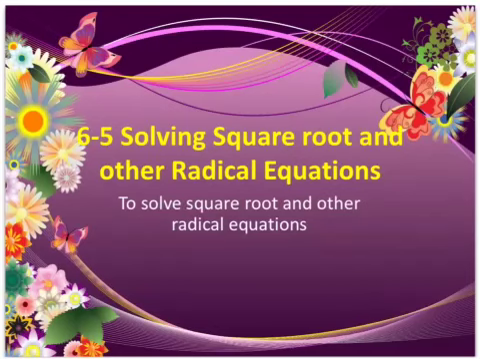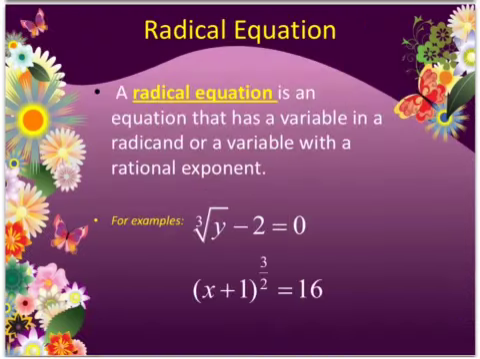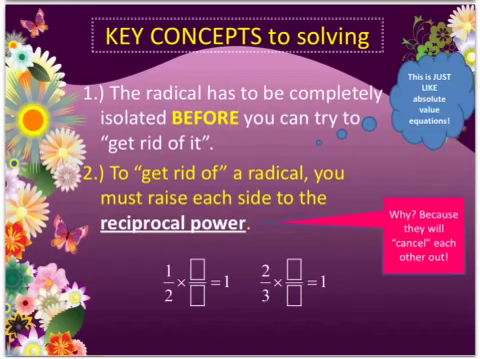So now we're going to be looking at equations that have the variable underneath the radical. A radical equation occurs whenever our variable is our radicand or whenever we have a variable raised to a rational exponent. Now remember, rational exponents mean that we have a radical written in a different form. When solving a radical equation, it's important to first isolate the radical before you start getting rid of it.